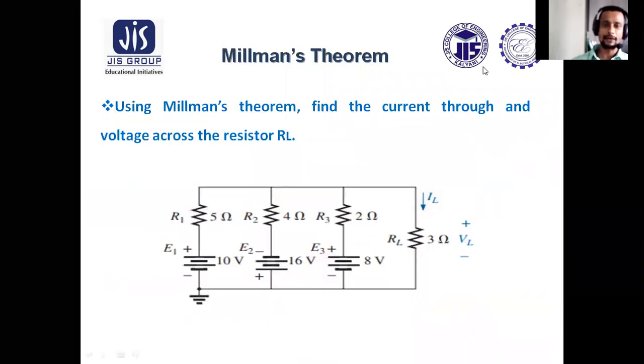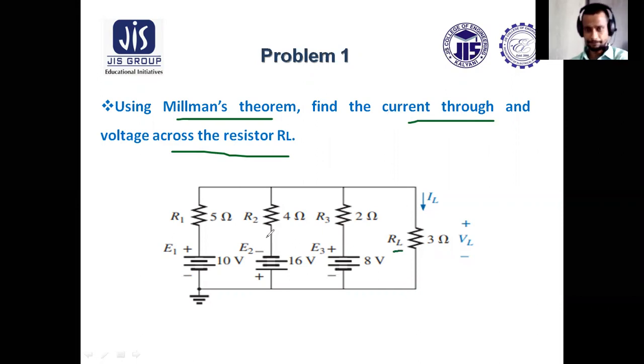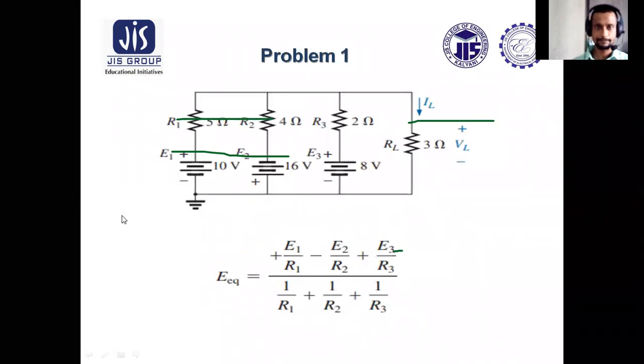Now let us validate this explanation with the help of one example. It would be more clear to you. Using Millman's theorem, find the current through and voltage across RL. So this is RL, and IL and VL are to be found. All values are given. This was the given question.